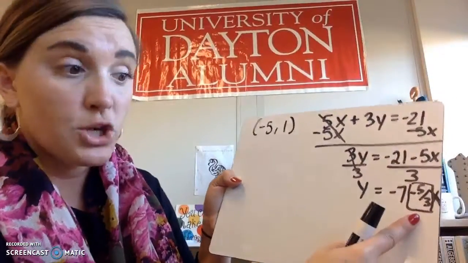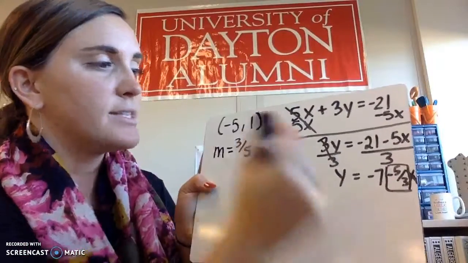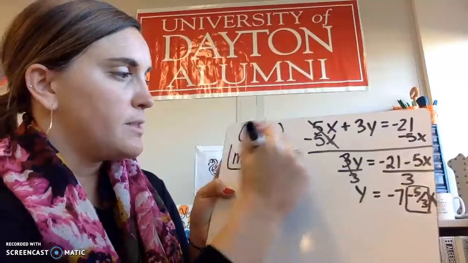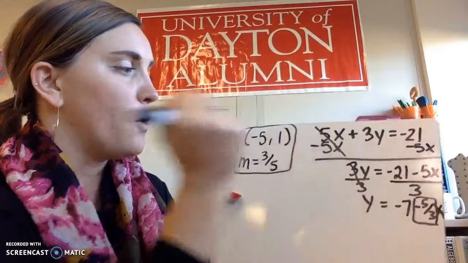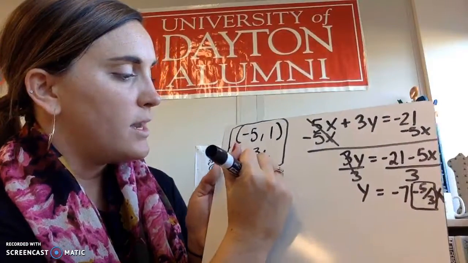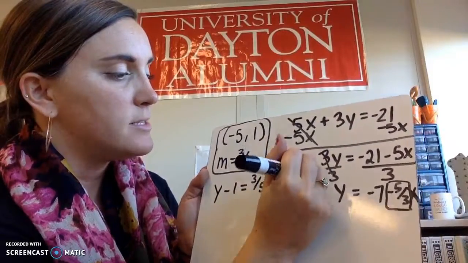Okay, so that means my new slope is going to have to be positive. So m equals 3 over 5, because I also had to flip it to be the reciprocal. So that's going to be the slope that I work with, and then I'm going to use the point that was given. So y minus 1 equals 3/5 x plus 5.